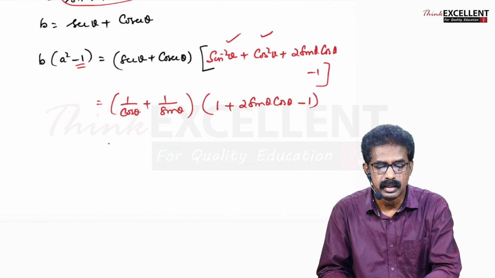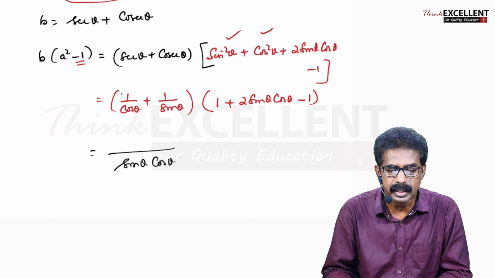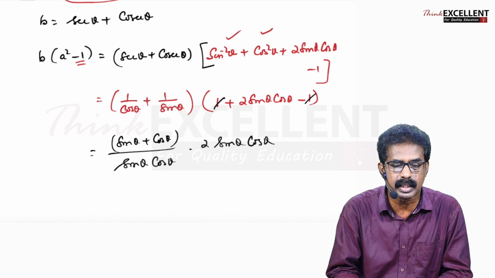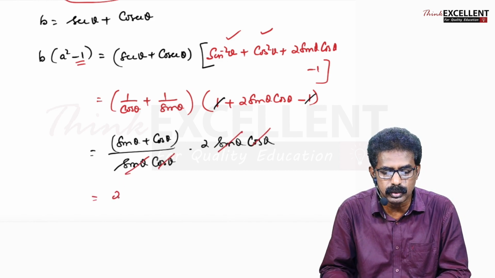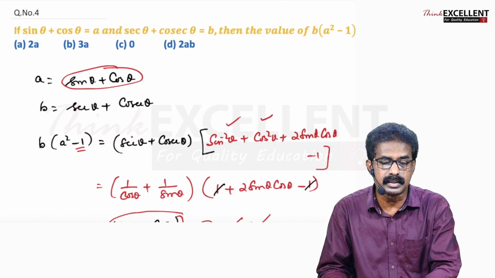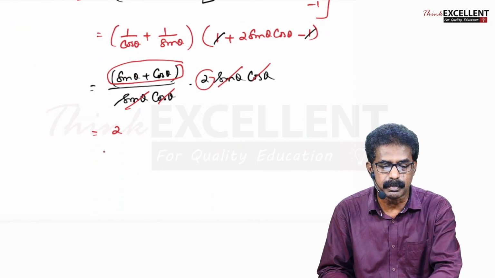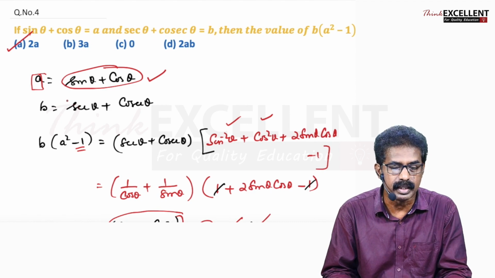Now we simplify. Here you take LCM. What's LCM? Sin theta into cos theta. You will get sin theta plus cos theta. Here this plus 1 and minus 1 cancel. You are getting 2 sin theta cos theta. Again you can cancel sin theta into cos theta, right? So what you are getting? 2 into the term inside the bracket, sin theta plus cos theta. The sin theta plus cos theta can be replaced by what? A. So your answer is 2A, option number A.